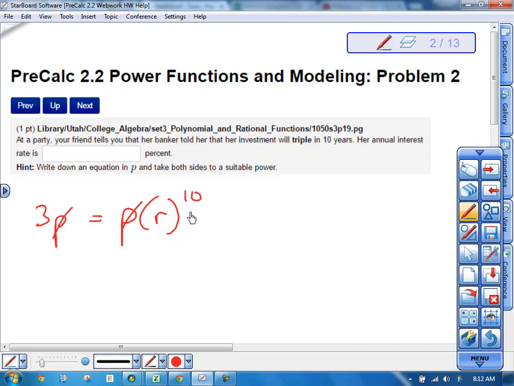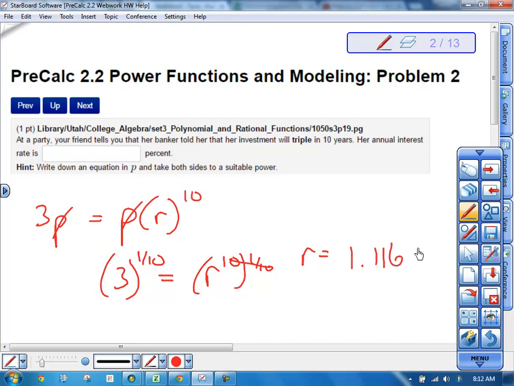It's a power function with an exponent of 10 here. The P's cancel, and you get 3 equals r to the 10th. I'd raise both sides to the 1/10 power. It gets rid of that 10. And you end up getting r equals 1.1161, where that 1 represents the original amount. This is my interest rate right here. So it's actually 11.61% interest, added on to 1 each time.